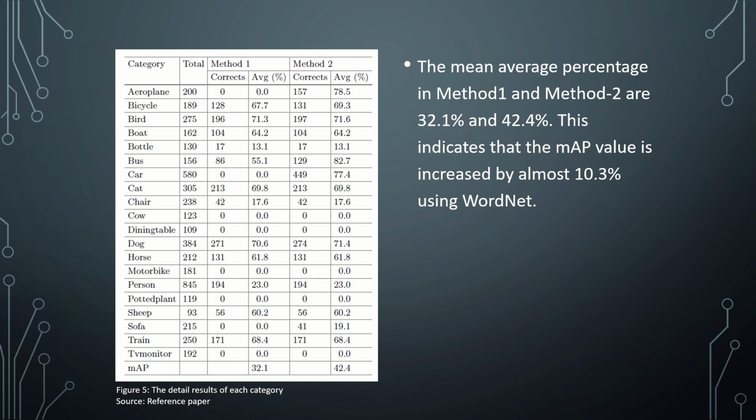If you see in the table, the performances of dining table, motorbike, potted plant, and TV monitor are all still zero even after using the WordNet. So by improving the WordNet accuracy or efficiency, it will help the Google Cloud Vision API to increase its efficiency percentage in image labeling.